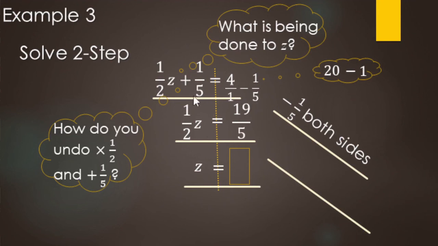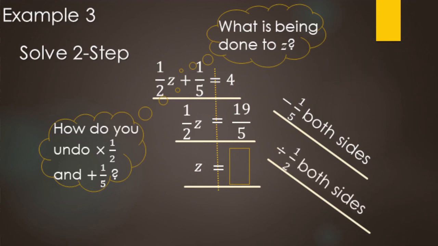Now we're going to undo the 1/2 being multiplied by the z, because we want to go from 1/2 z to just plain old z. So we're going to divide 1/2 to both sides. Now, we don't normally divide by fractions. Instead, we multiply by the reciprocal. So that's going to be multiplied by 2 over 1 to both sides.